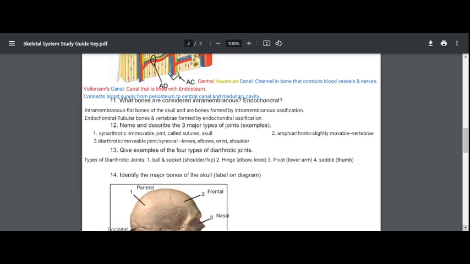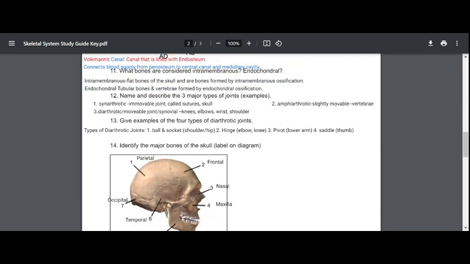Up next, question 11. So what bones are considered intramembranous or endochondral? Intramembranous are flat bones of the skull and are bones formed by intramembranous ossification. Endochondral are tubular bones and vertebrae formed by endochondral ossification.